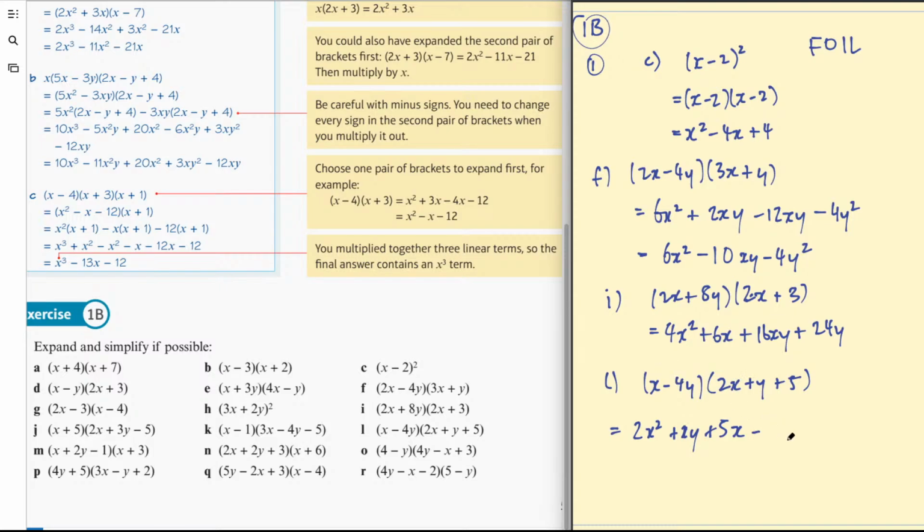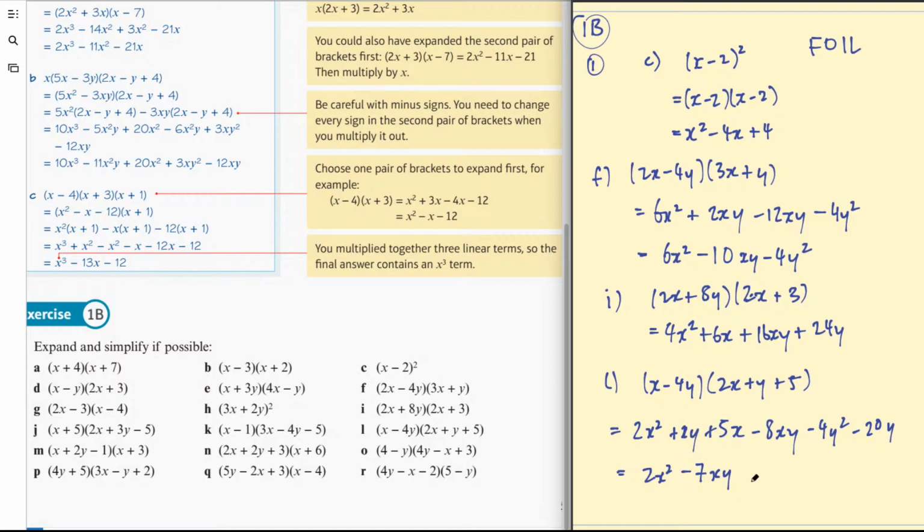Negative 4y times 2x is negative 8xy. Negative 4y times y is negative 4y squared. And multiplied by 5 is negative 20y. Okay, then once you've done this, check for like terms. So there's no x squareds, there's an xy over here, so we are going to have to simplify. We've got xy take 8xy, that's negative 7xy, and there are no other like terms, so that's the only one we had to simplify there.